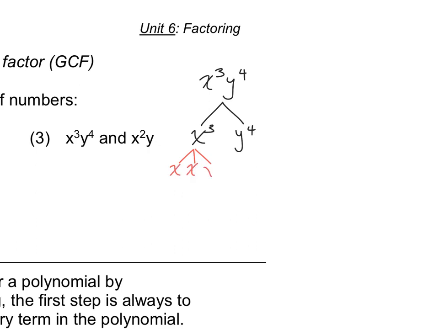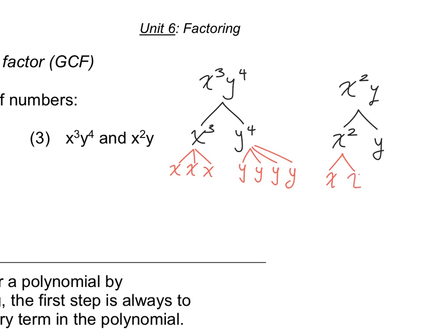which can be written as x times x times x, y, y, y, y. Some of us are thinking that. Do the same thing with the x squared y. The natural split would be by variable, x squared and y. They each get their own branch. The y branch is complete. The x branch would go down to x times x.